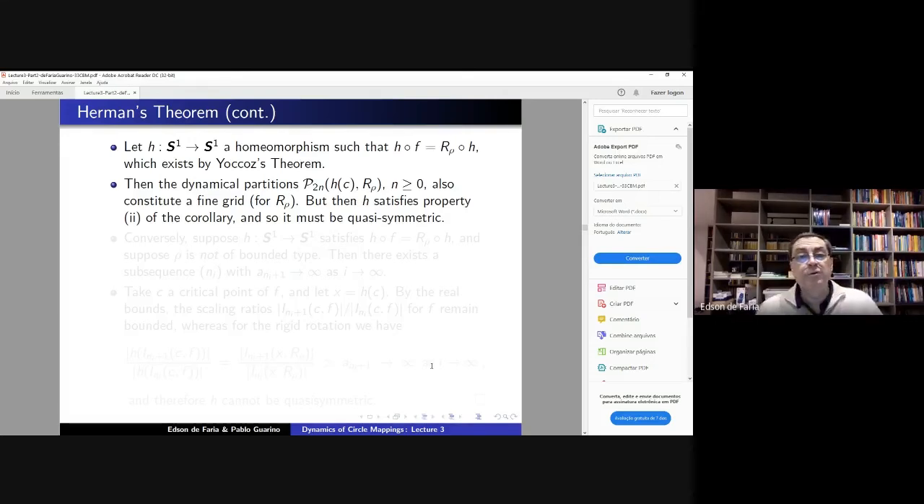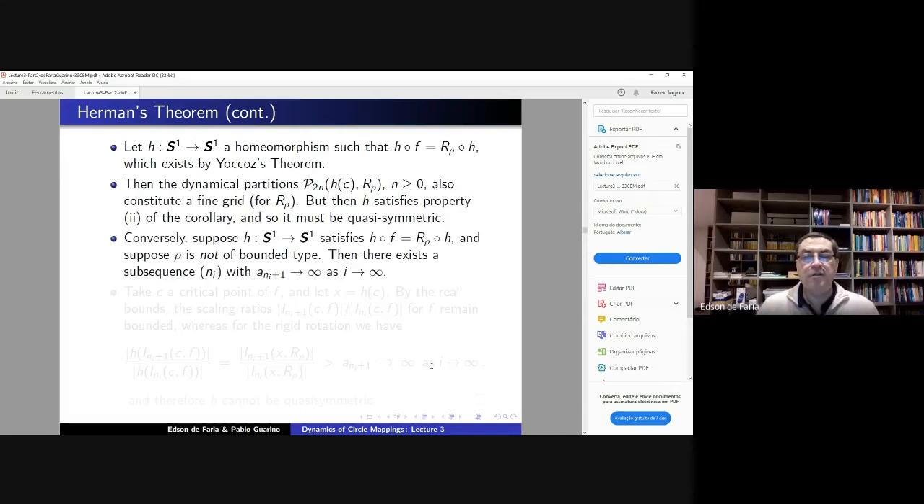So there is a one-to-one correspondence between the vertices of these partitions and the corresponding partitions for the critical circle map. And these partitions for the rotation, because the rotation is very well behaved, it's an isometry and so on, are going to be a fine grid because the rotation number is of bounded type, of course, okay? But then what we have is that h is taking a fine grid on one side to a fine grid on the other side. So by the corollary to the criterion that I stated before, this conjugacy must be quasi-symmetric. So what about the converse? So suppose you have a conjugacy between f and the rotation, and suppose that the rotation number is not of bounded type.